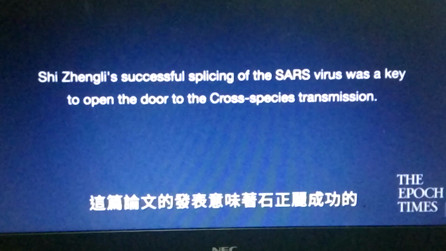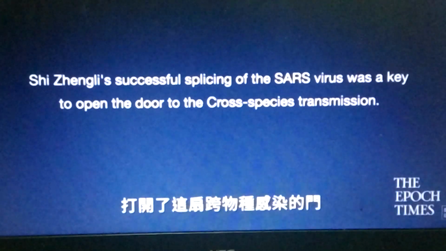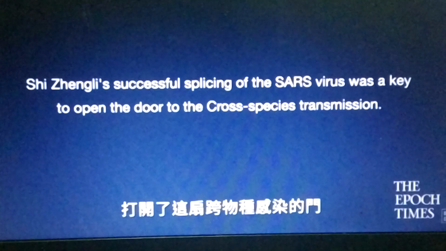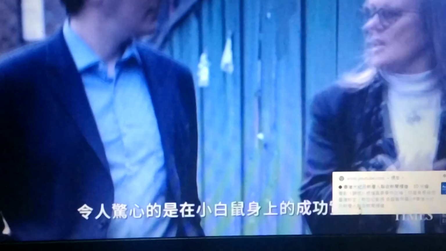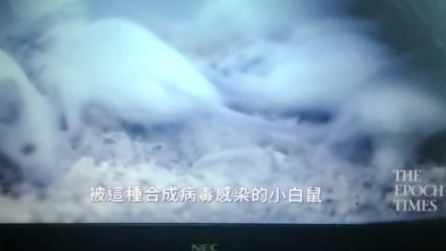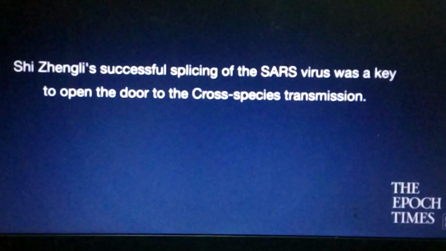This symbolized Xi's successful splicing of the SARS virus was a key to open the door to the cross-species transmission. What is startling is that these successful experiments on mice were only the tip of the iceberg. The synthetic virus revealed severe lung damage with no cure.